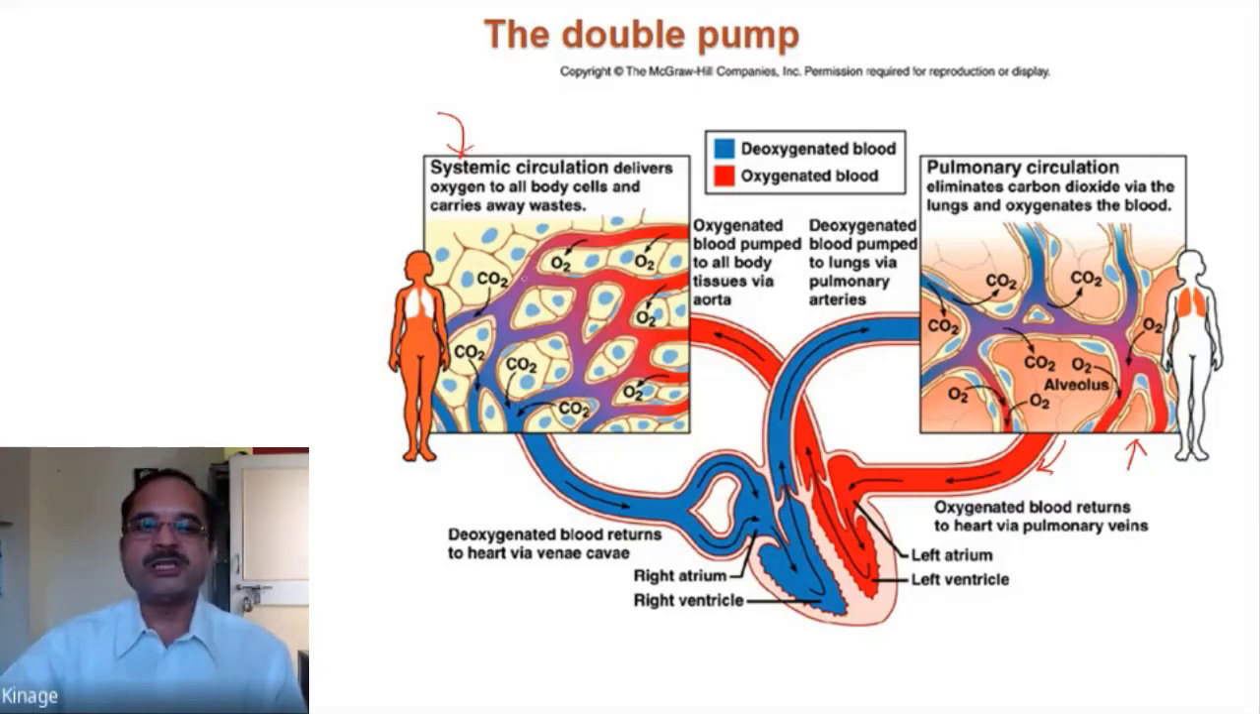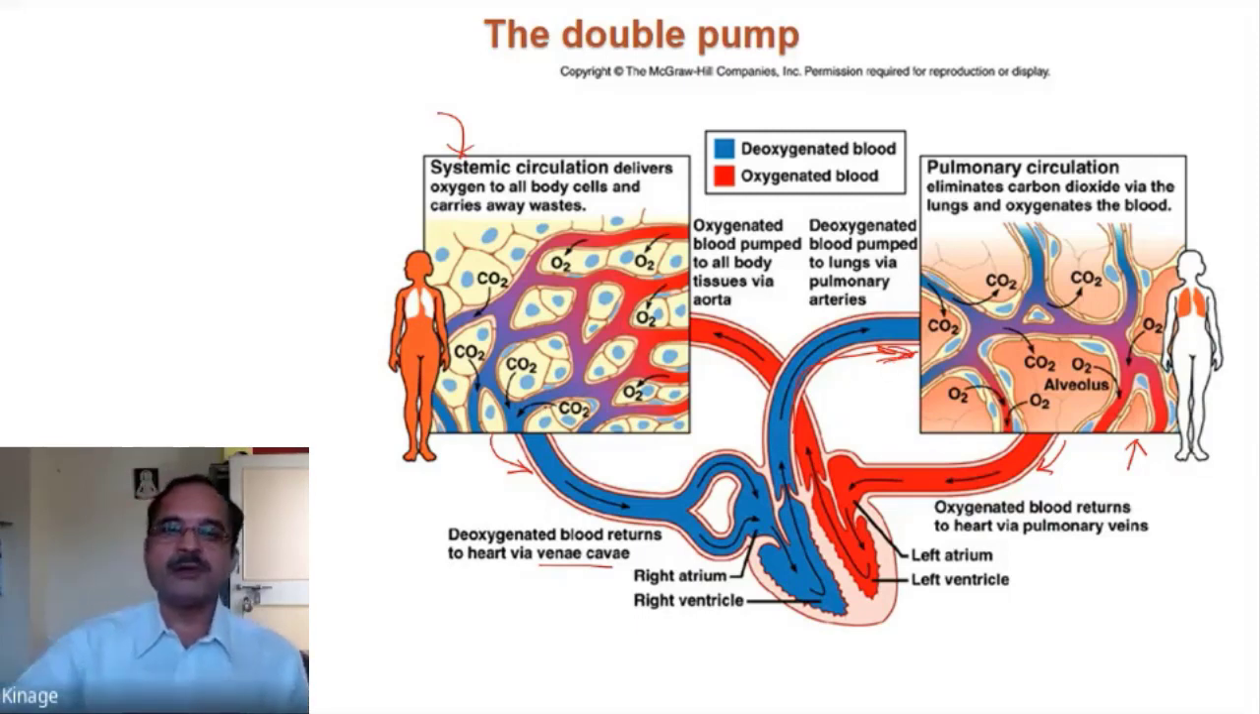Here the exchange of carbon dioxide and oxygen happens. Oxygen is supplied, and the carbon dioxide is collected by this blood, and that's why it turns blue in color. So this is deoxygenated blood. Then it goes again to the heart. It enters through the vena cava into the right atrium of the heart. Then through this valve it enters the right ventricle. Through the right ventricle, this deoxygenated blood is pumped to the lungs via the pulmonary arteries.